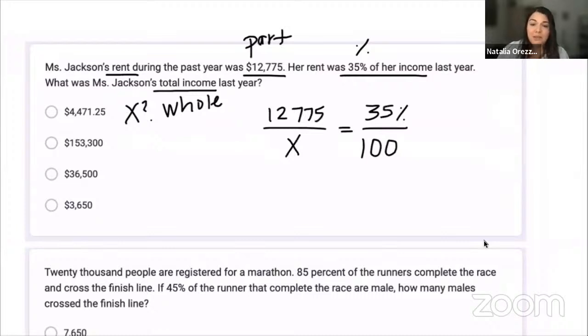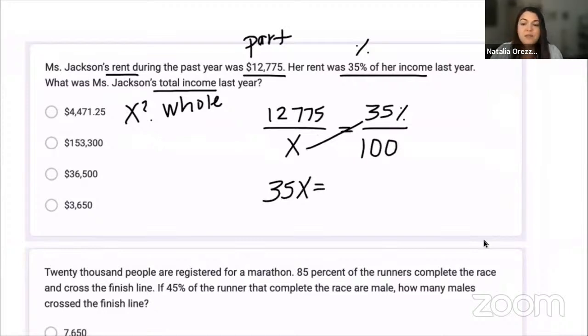$12,775 represents the rent, so the 35% represents the percent of the rent, okay? So they align, which means I'm good and I can go ahead and cross multiply. So whenever I have two fractions equal to each other like this, what I do is I cross multiply. I do 35 times x gives me 35x.